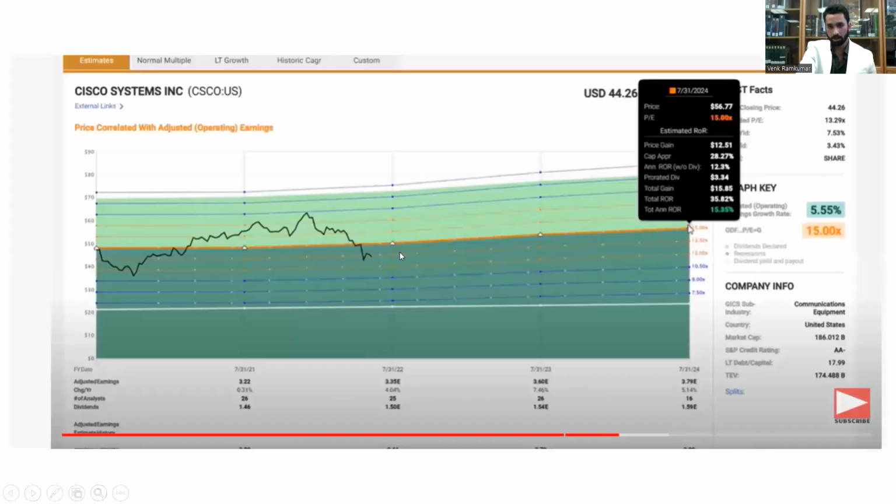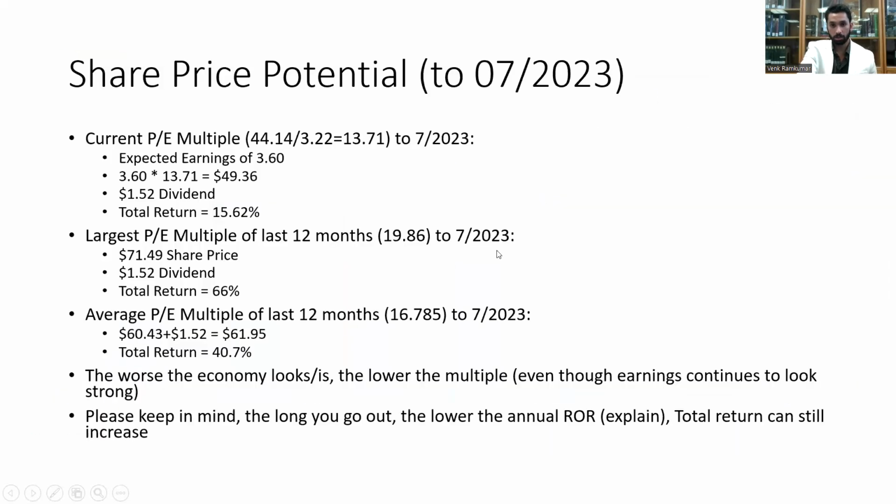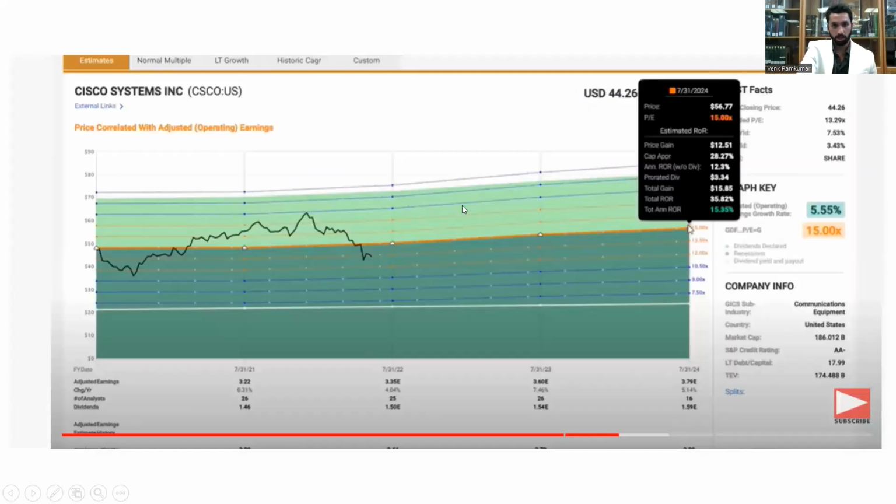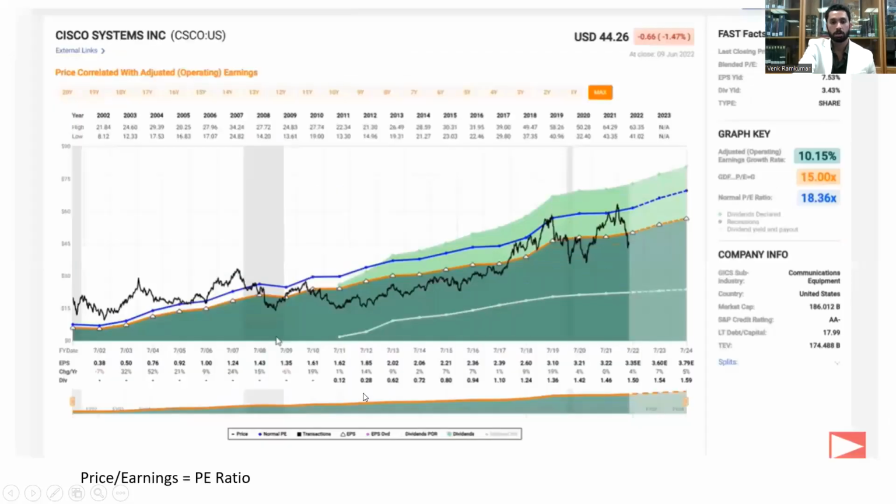To visualize this, guys, right here, all I'm saying is if it increased to the current multiple, that's what it would give you, right? If it increased to the middle multiple, it would give you a return here. Visualized. And if it increased to the highest multiple of the last 12 months, because the earnings are growing, it's going to give you a price of 71.49, okay? Along the same PE multiples of the last 12 months. Okay, not even the last 12 months, guys. Remember, the last 20 years, 18, 15, and whatever, okay?